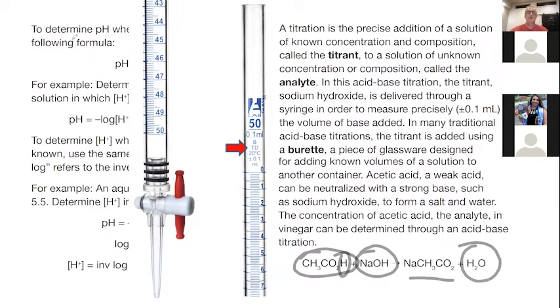So which one is the conjugate base in this reaction? If the acid is acetic acid, what's our conjugate base? Sodium acetate. That's right. Man, you're crushing it tonight. Yeah, sodium acetate.